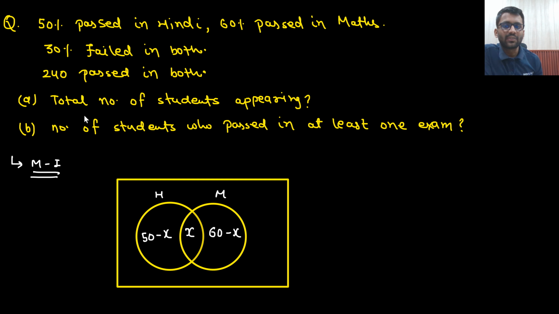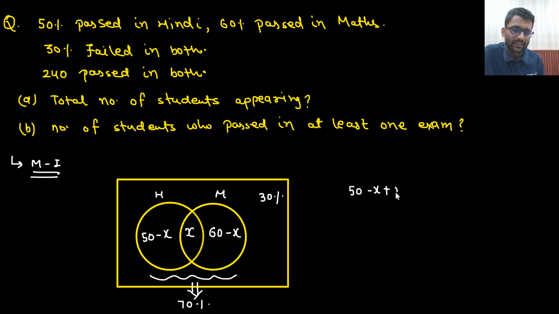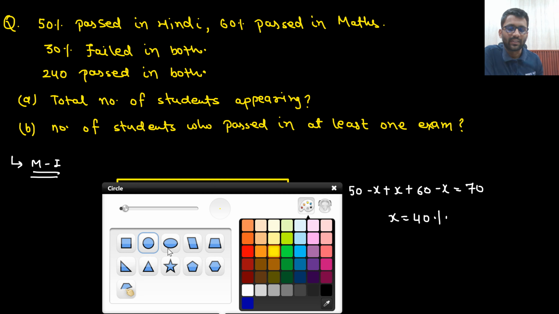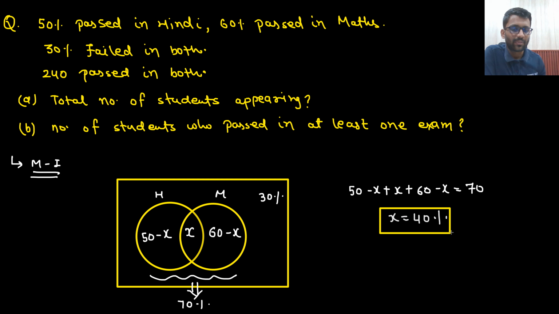Now what they are saying, 30% of the students failed in both. That means they will not come here, they will come here. So what will this be? This is 70%, right? 70% of the students. So 50 minus X plus 60 minus X is equal to 70. So X is equal to 40. So there are 40% of the students who passed in both of the examinations. Only 40% passed in both, right?